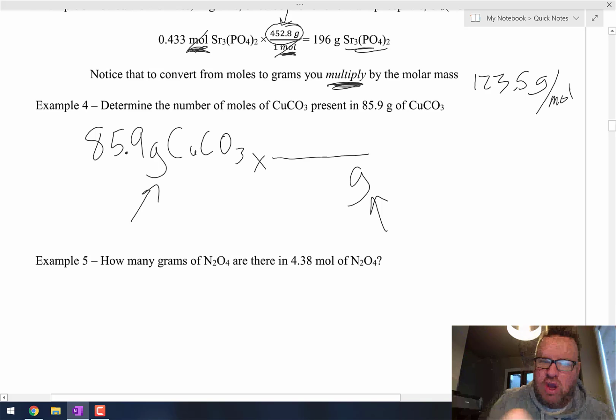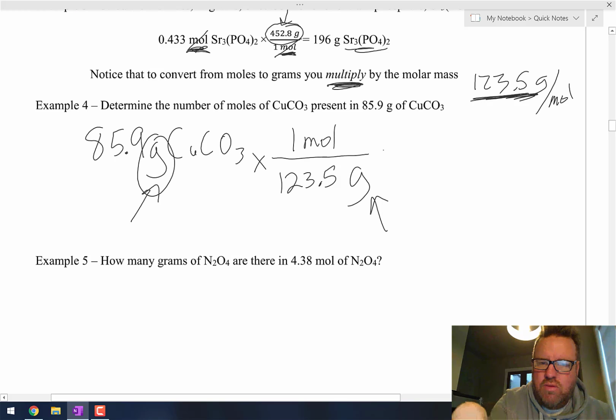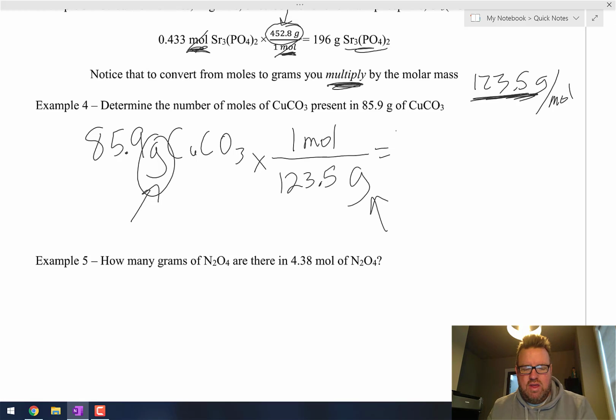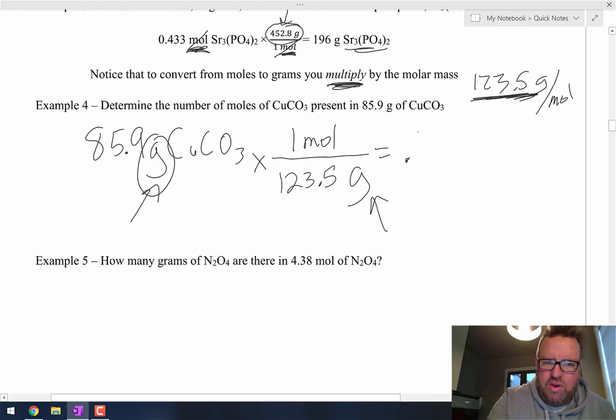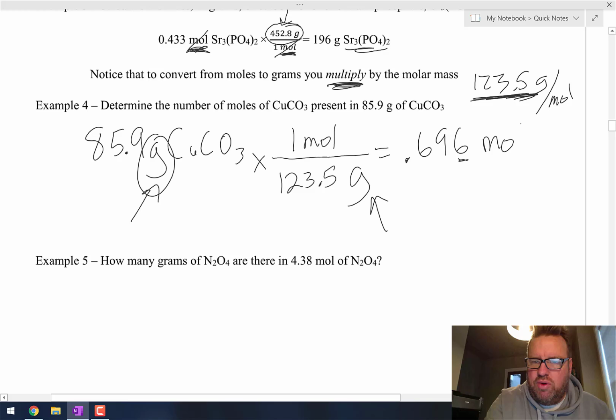So where do those numbers go? Well, because I had grams here, I have to have grams on the bottom. So the number that goes with grams is the 123.5. And what's that equal to? 1 mole. And so now I'm going to take 85.9 and divide by 123.5, and I get a final answer of 0.696. I rounded that last number up because the next number after it was 5 or greater. So 0.696 moles of copper carbonate.